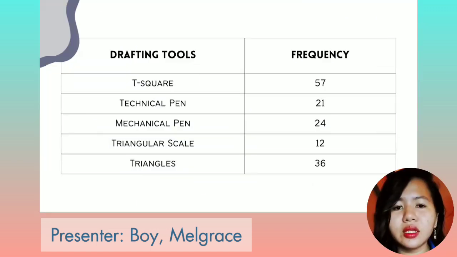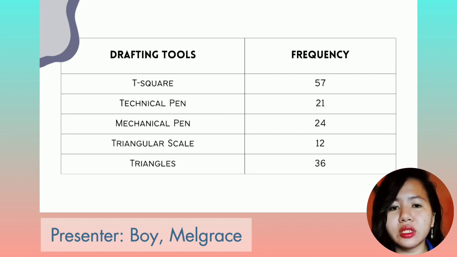So, here is the preference table of drafting students among 5 drafting tools. The T-square has a frequency of 57, technical pen 21, mechanical pen 24, triangular scale 12, and triangles 36.